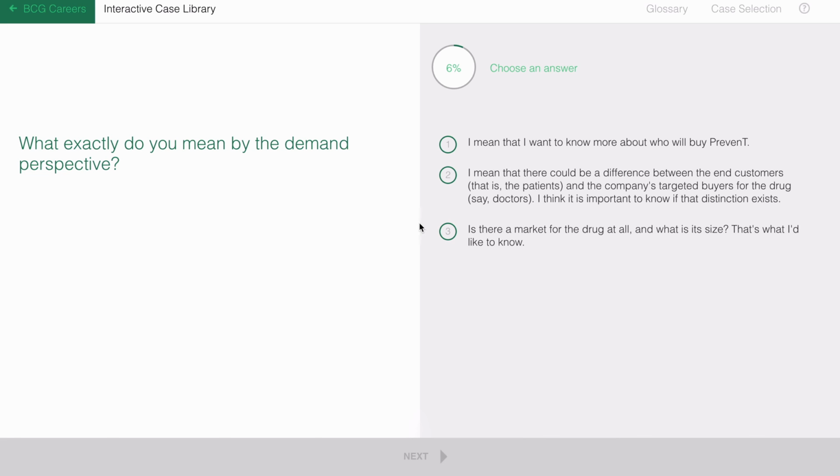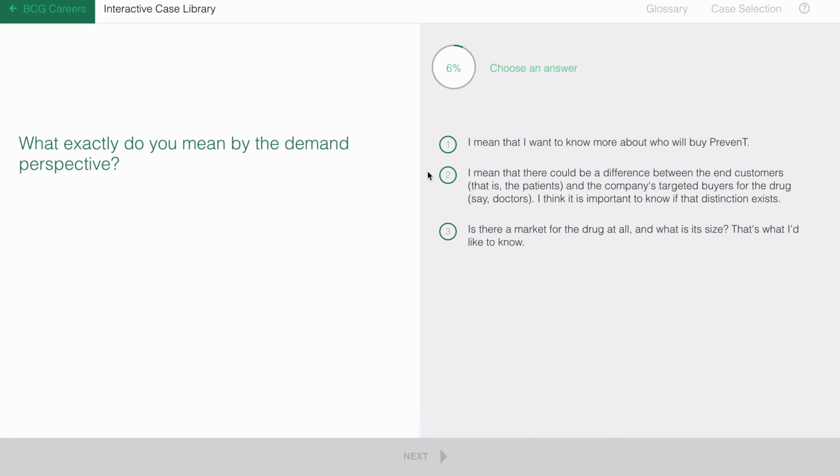And option choice 3 says, is there a market for the drug at all and what is the size? So we already know there is a market for the drug, right? It treats complications such as deep vein thrombosis. The market size isn't that relevant because that doesn't help us determine the price. So I think 1 and 2 here are the better choices.